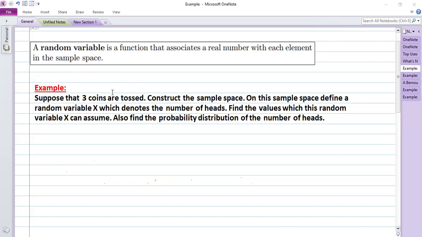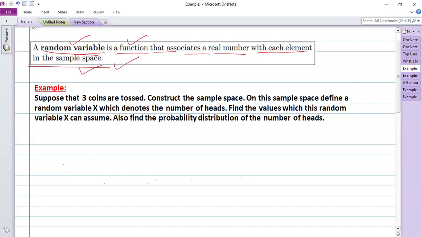So in this lecture, we will discuss the concept of random variable. Here, the definition of random variable is there. A random variable is a function that associates a real number with each element in the sample space. Okay, so this is the definition of random variable.